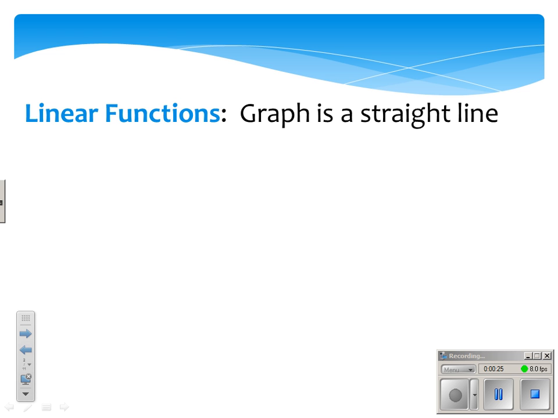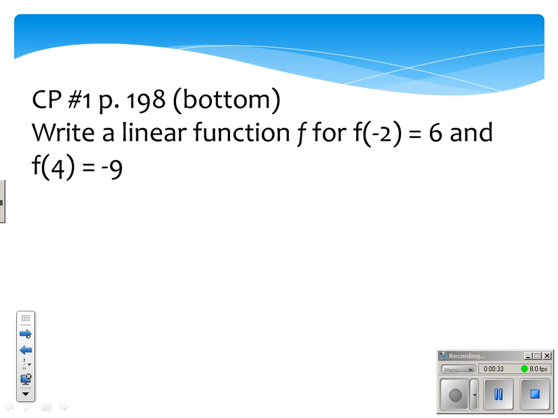A linear function, this is probably one of the ones you're most familiar with, is going to be a graph of a straight line. If we were doing a problem such as this, which you will see in your homework section, write a linear function f for f of negative 2 equals 6 and f of 4 equals negative 9. We're looking for a linear function, or a y equals mx plus b equation, utilizing these particular values.